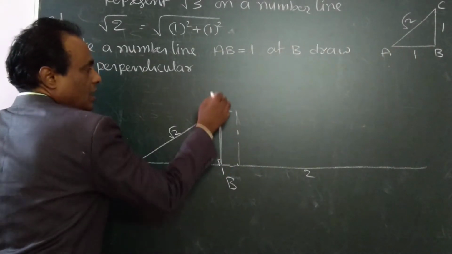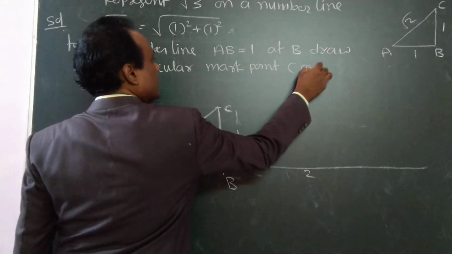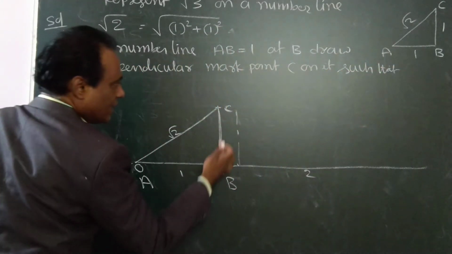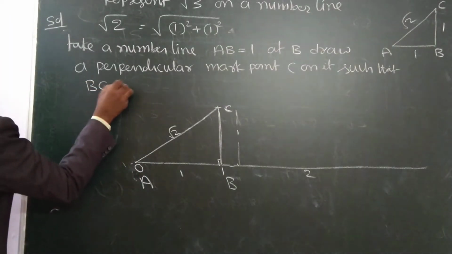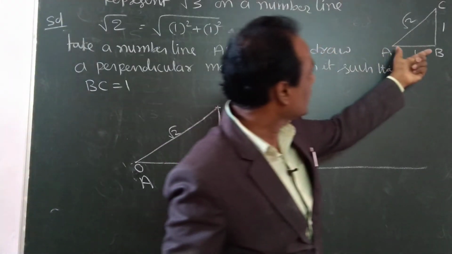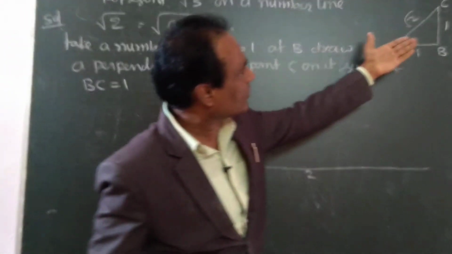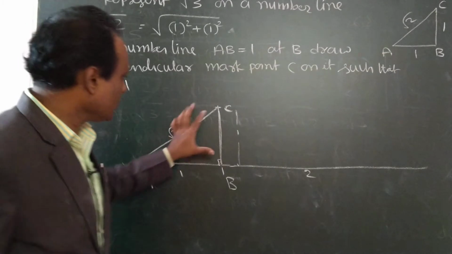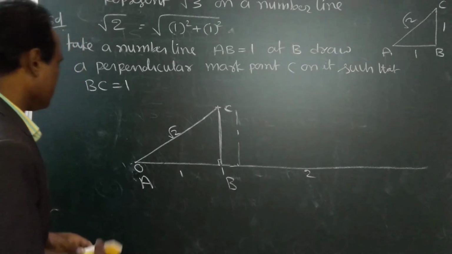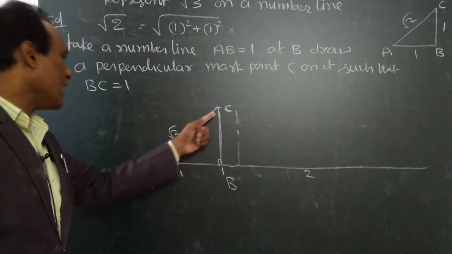On that, up to what? Up to C only. Mark point C on it, such that BC is equal to 1. AB is 1, BC is 1. Same 1, 1, 1. See this diagram. So if you directly see this, you may get confusion because it is a number line. See this triangle. This I took 1, same here. This I took 1, so same is repeated here. A, B, C, same. Like this. So then why it will become root 2?